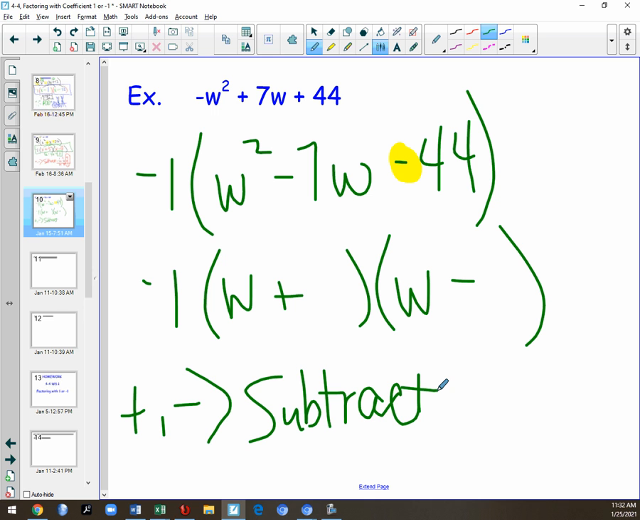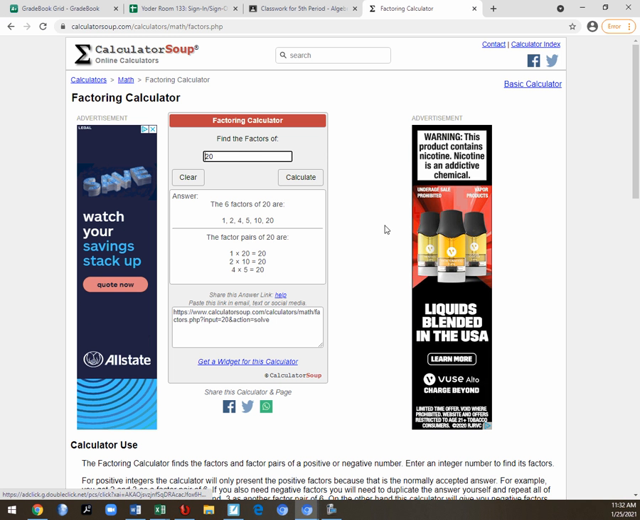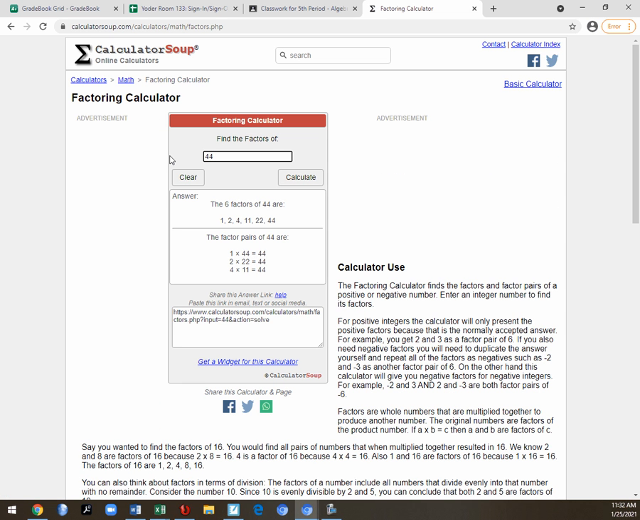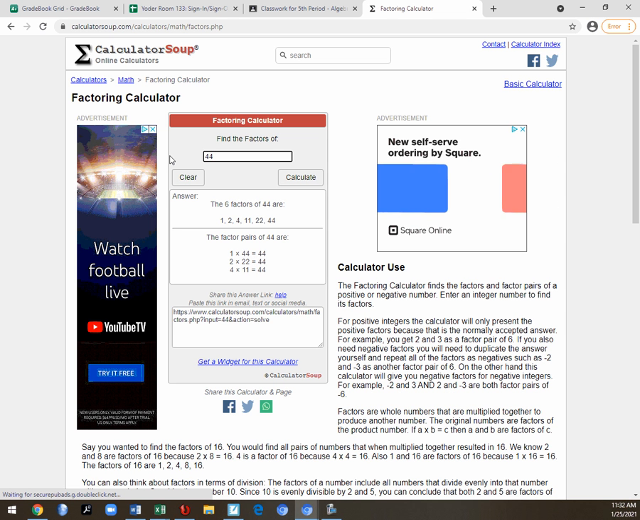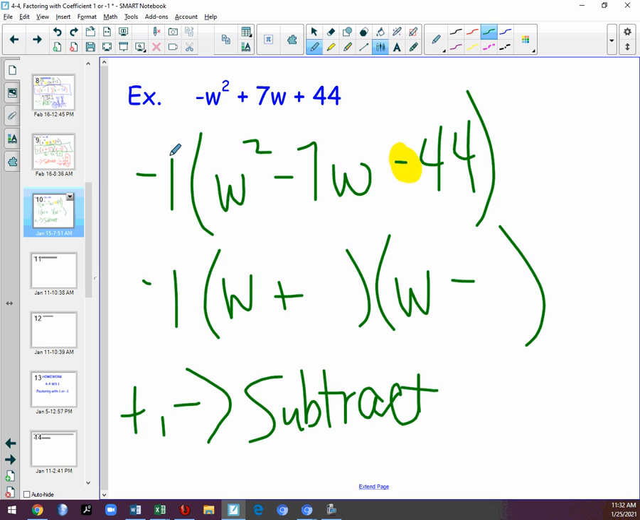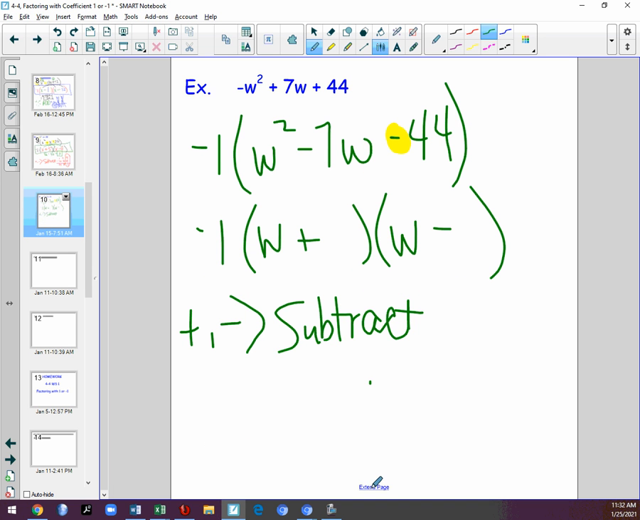So if I'm subtracting, I now need to find all of the factors of 44. So again, go over to your calculator soup, type in 44, and you are going to get 1 and 44, 2 and 22, and 4 and 11. So I'm going to write those down for you, 1 and 44, 2 and 22, and 4 and 11.